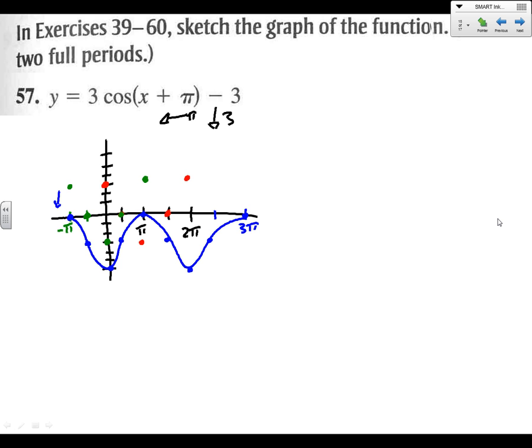A lot going on there. If you're able to do that, good job. That's a hard problem, 57.